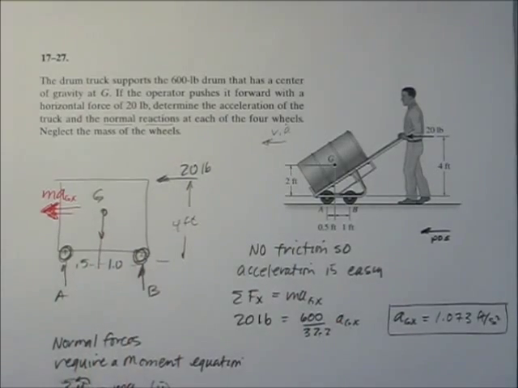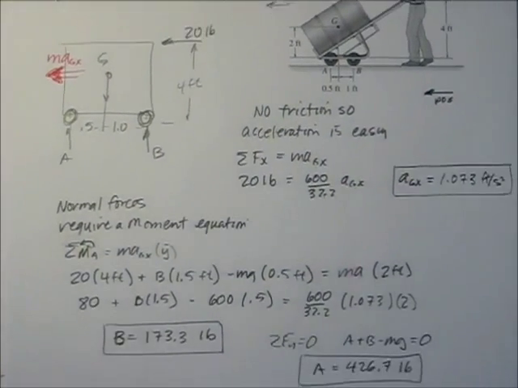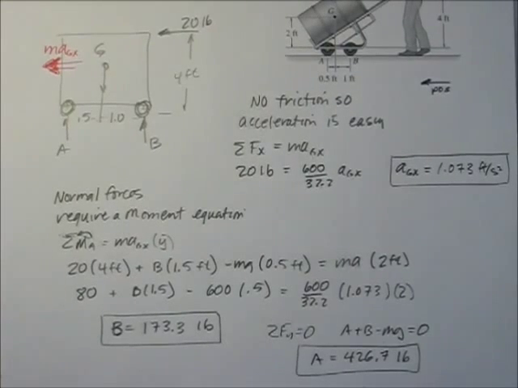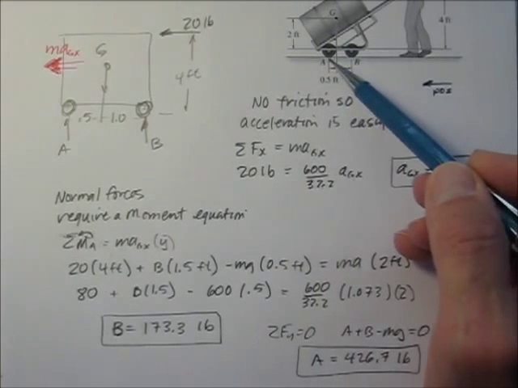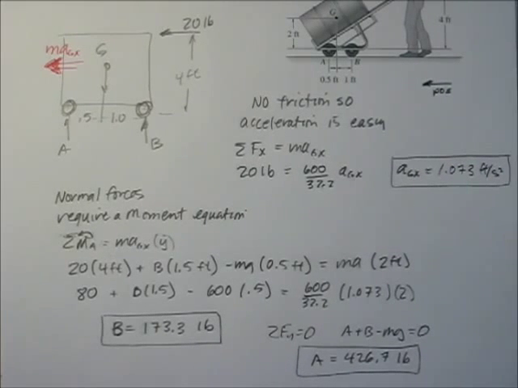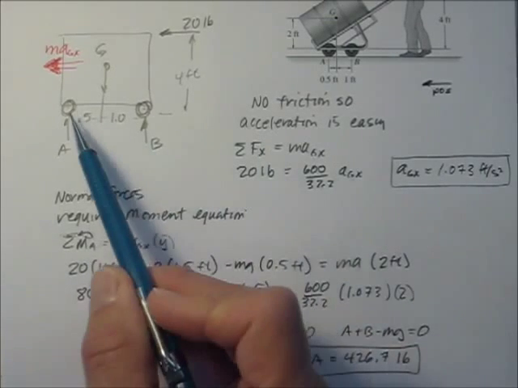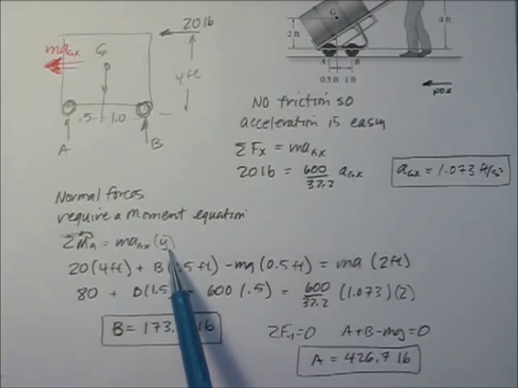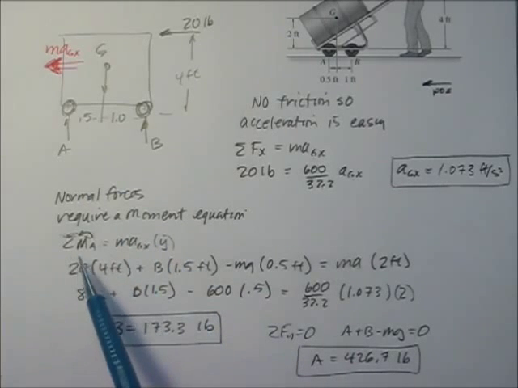Well, a moment equation is required for that. So let's look at this moment equation. In this case, I want to sum moments about point A. I could sum moments about point B, and it doesn't really matter. Either one would work, maybe even some other point. But let's do them about point A to start with. So the sum of the moments about point A is equal to mass times acceleration of g in the y direction. So what are my moments?